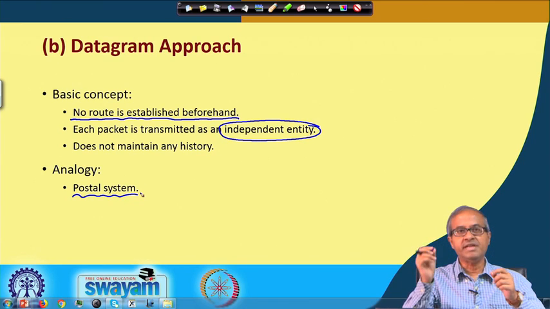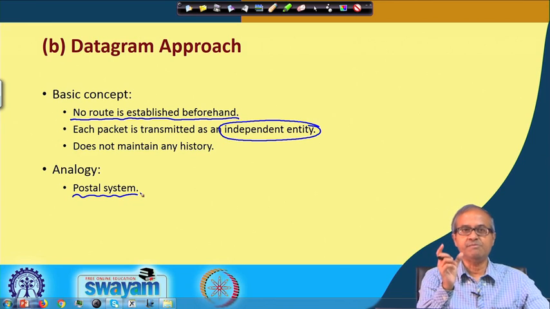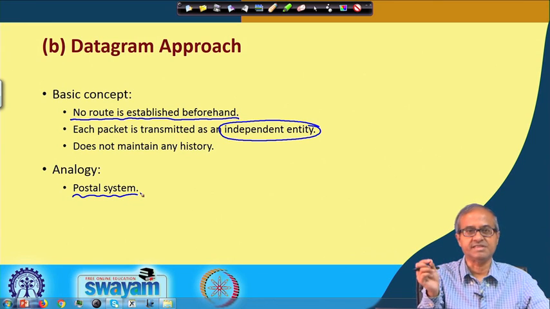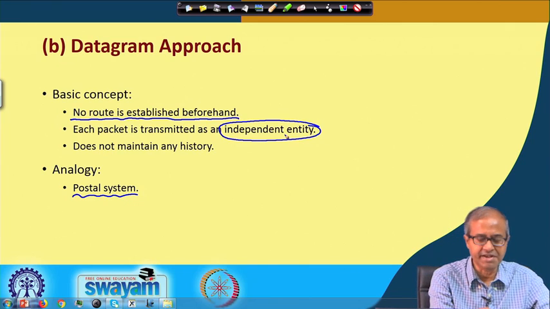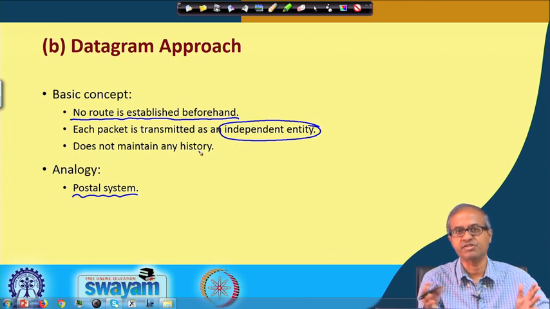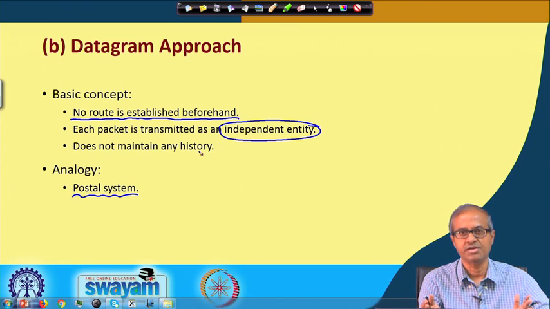But one thing you know is that when you post a letter, you specify a destination address. Here also, when you transmit a packet, the packet must carry the address of the destination node along with it, because it is being sent as an independent entity. And it does not maintain any kind of history, there is no concept of an established path. So there is no history of data communication maintained in this case. Each packet is being routed as an independent entity.